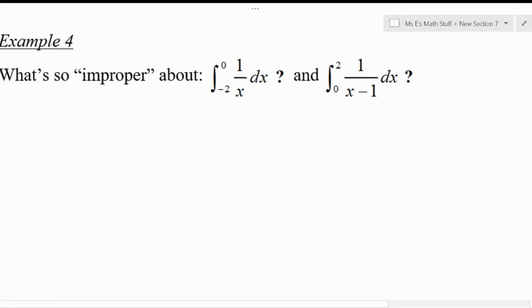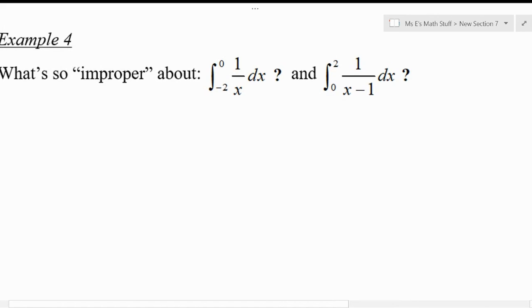Speaking of thinking a little bit or scratching your head, think about example 4 here. What's so improper about the integral from -2 to 0 of 1 over x dx? And what's so improper about the integral from 0 to 2 of 1 over x minus 1 dx?